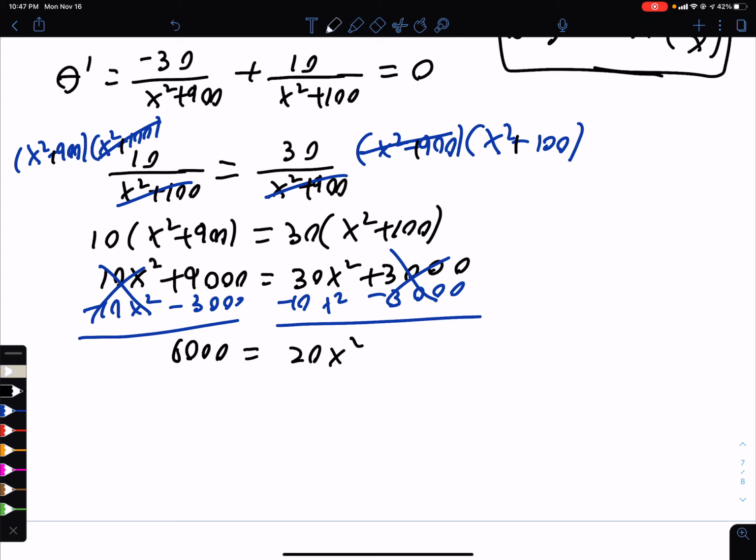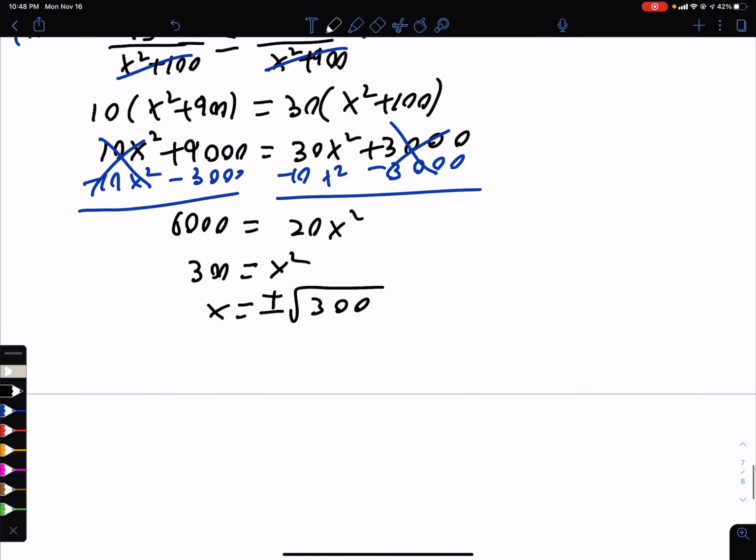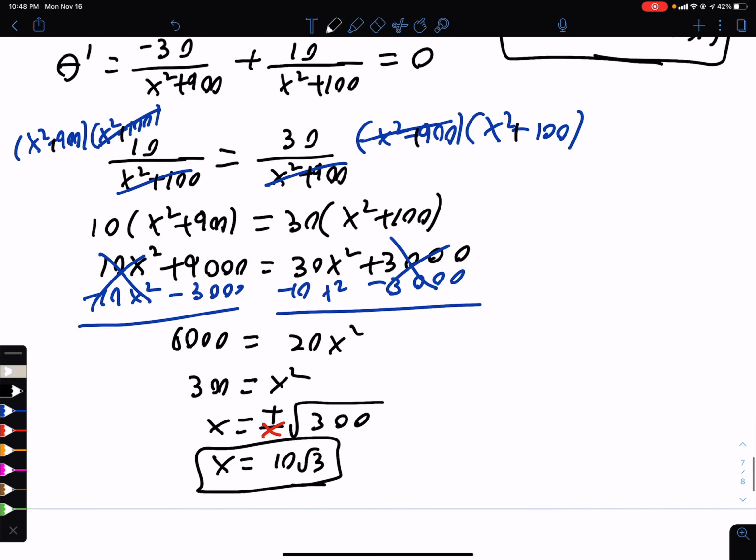Okay, here we go. Divide by 20. 300 is x squared. So square root both sides, you get plus or minus radical 300. But you can't do a negative distance. So you ignore the negative. And we're going to get 10 radical 3. All right, so that's going to be my distance.